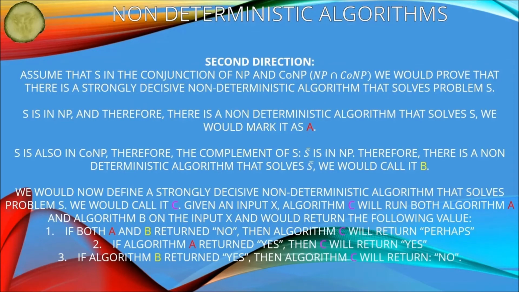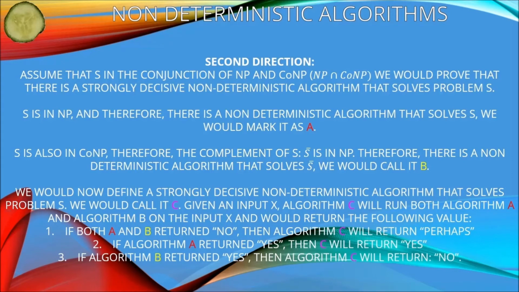Second direction. Assume that S is in the intersection of NP and CoNP. We would prove that there is a strongly decisive non-deterministic algorithm that solves problem S. S is in NP, and therefore there is a non-deterministic algorithm that solves S. We would mark it as A. S is also in CoNP, therefore the complement of S is in NP. Therefore, there is a non-deterministic algorithm that solves the complement of S. We would call it B. We would now define a strongly decisive non-deterministic algorithm that solves problem S. We would call it C.